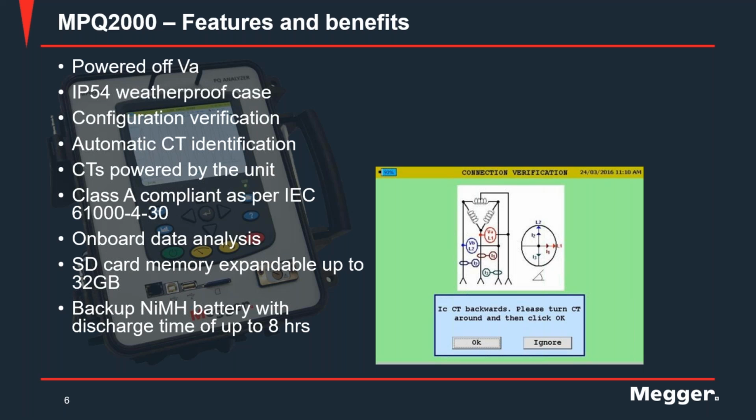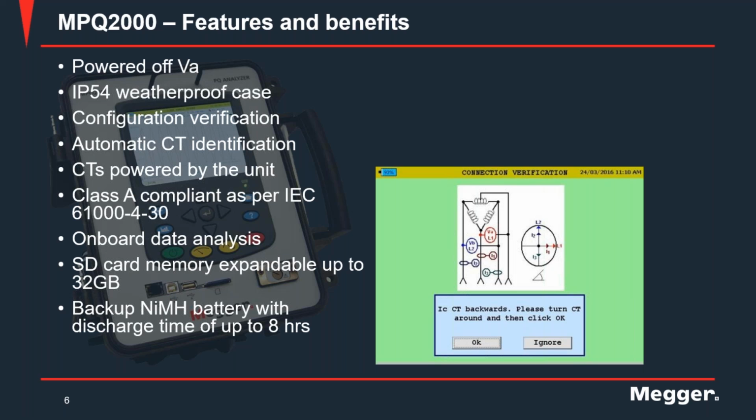If you connect your CT backwards, you're going to get a warning message. So all these different checks are done by the unit, and that kind of minimizes operator error. If you set the recorder on a location, record for a week, and then download the data and realize that you did something wrong while setting up the recorder, that's a complete waste of your time and effort, right? So we want to avoid that, and that's the reason we have provided this configuration verification feature on the unit.